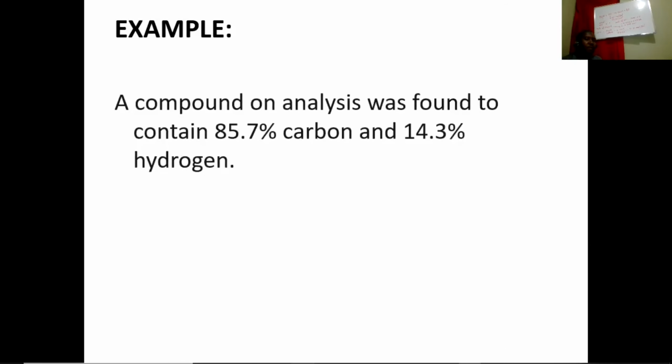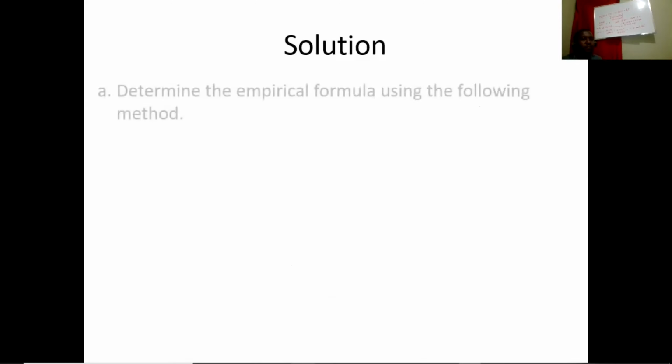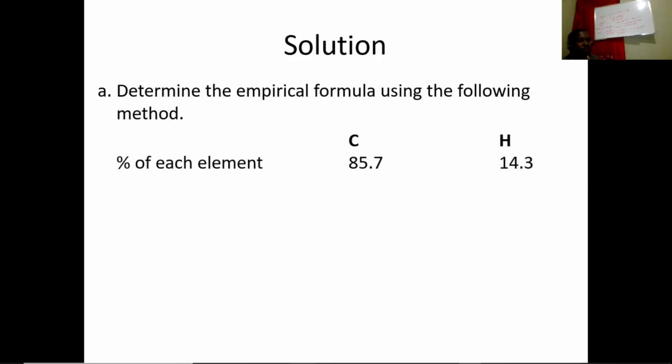All right, so let's look at another one. A compound on analysis was found to contain 85.7% carbon and 14.3% hydrogen. Determine the empirical formula of the compound. If the RMM of the compound is 42, determine its molecular formula. All right, so let's go. For the empirical formula, we have the percentage of each element in the compound. For carbon, it is 85.7, hydrogen is 14.3. And we know percentage is out of 100, so the mass in 100 grams of the compound is basically 85.7 and 14.3, right?